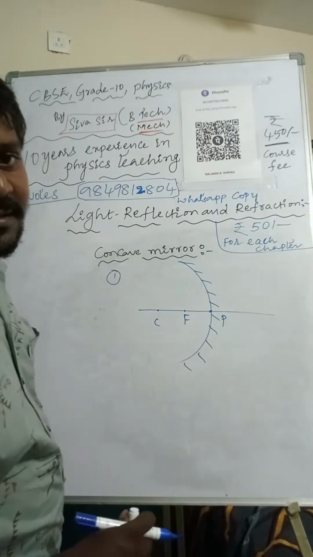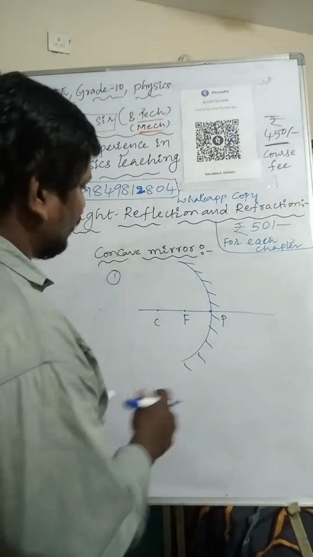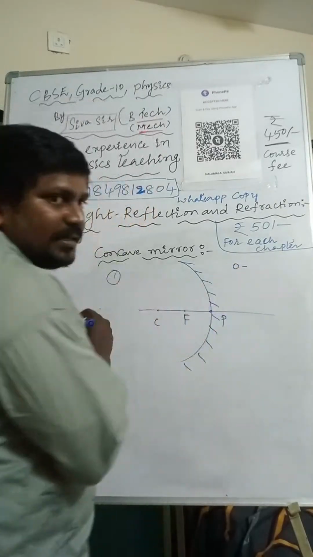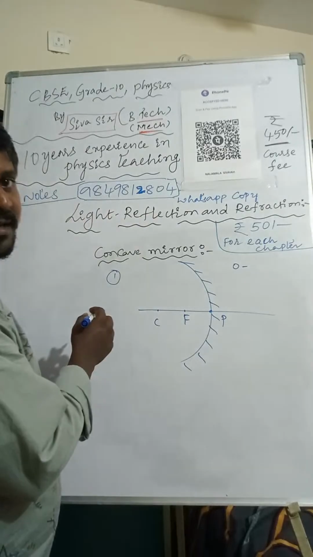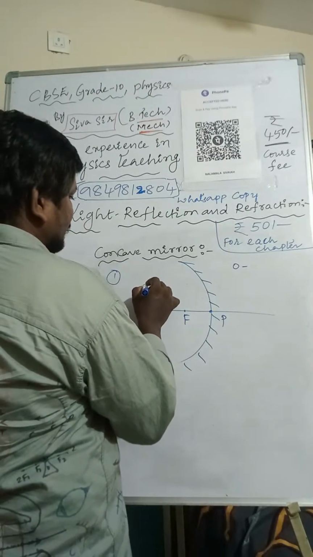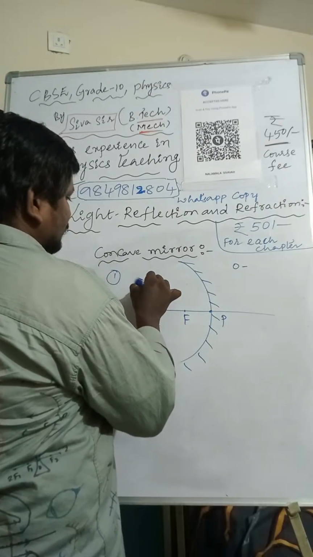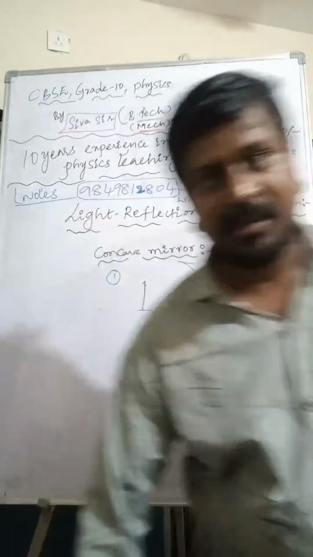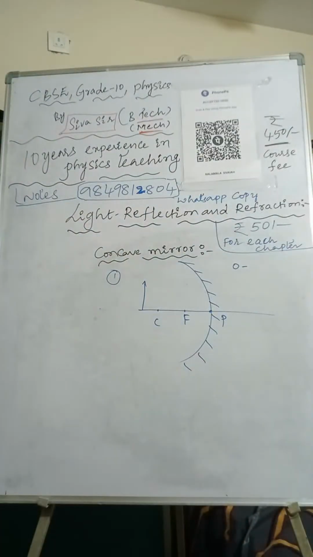We'll discuss more. Now I'm taking the object placed behind the center of curvature, like this. I'm placing it here. Can anyone guess where the image will form? Let me know. I will come back, just check once.